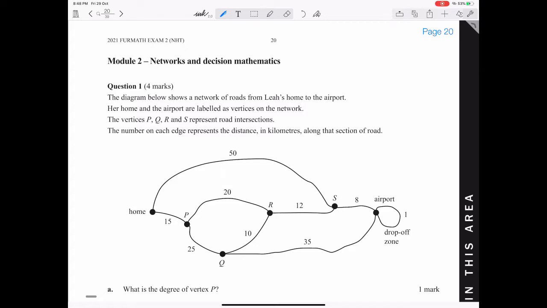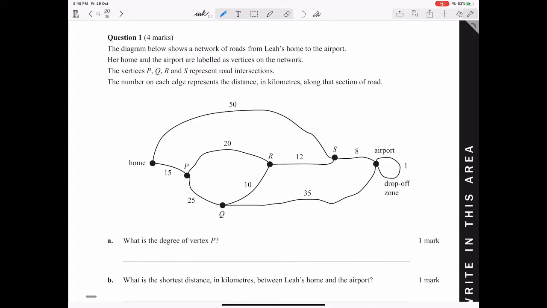Question 1, the diagram below shows a network of roads from Lee's home to the airport. Her home and the airport are labelled as vertices on the network. The vertices P, Q, R and S represent road intersections. The number on each edge represents the distance in kilometres along the section of road. What is the degree of vertex P?